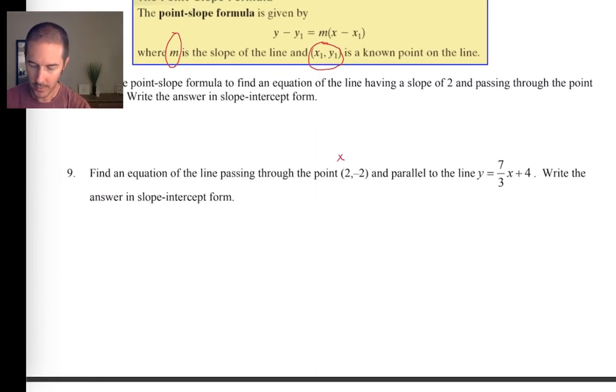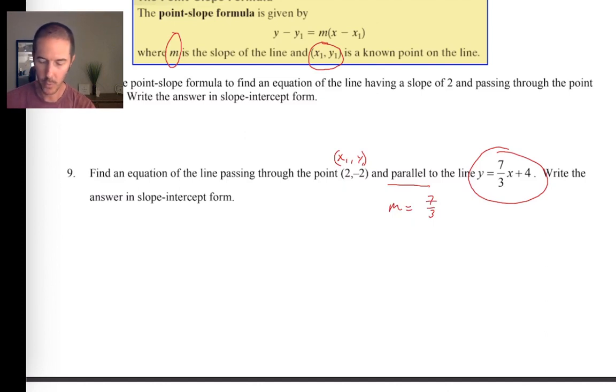If you want, you could label this as x1, y1. And our new line is going to be parallel to this line. This line has a slope of 7/3, so what will be the slope of our new line that's parallel to this one? Remember that parallel lines have the same slope, so our new slope will be also positive 7/3. So we could just put down a note maybe that m equals 7/3. All right, let's plug these values into point slope form.